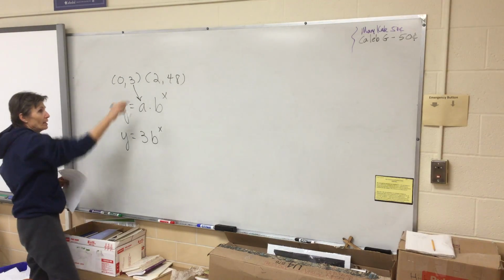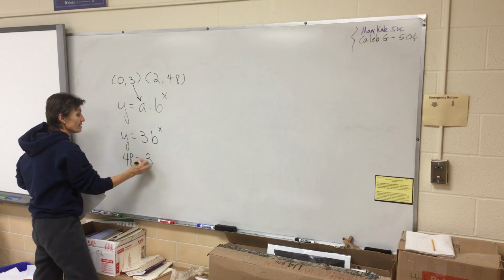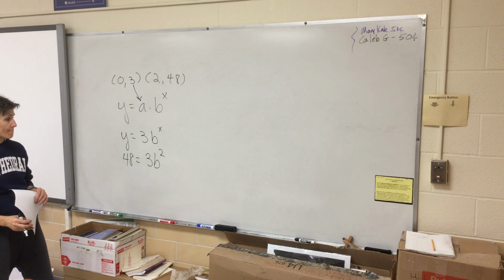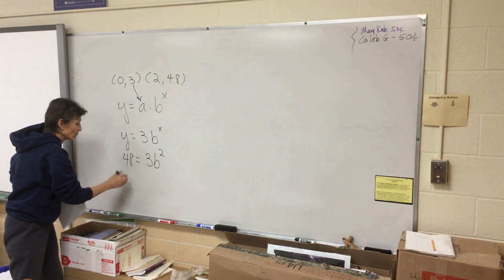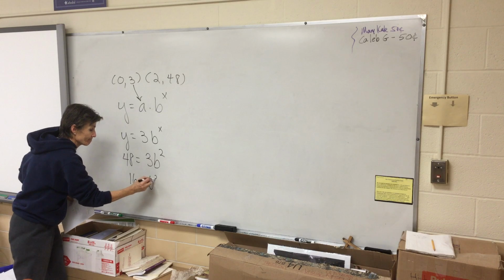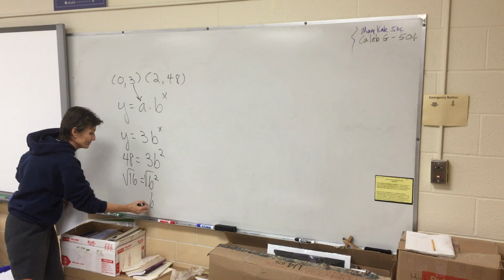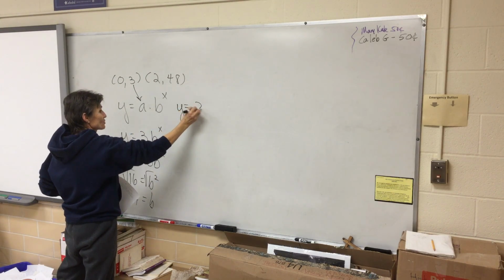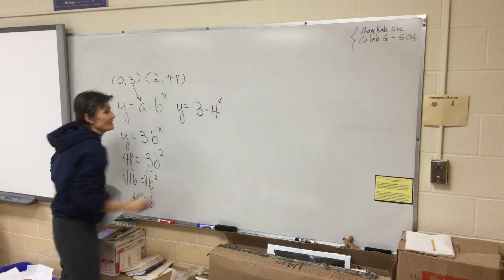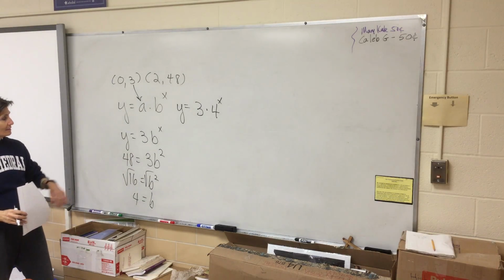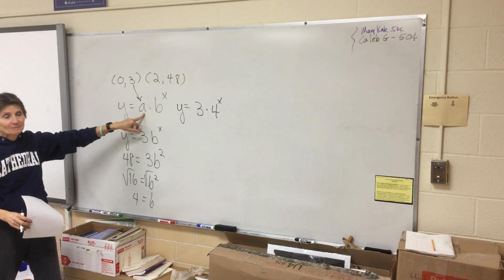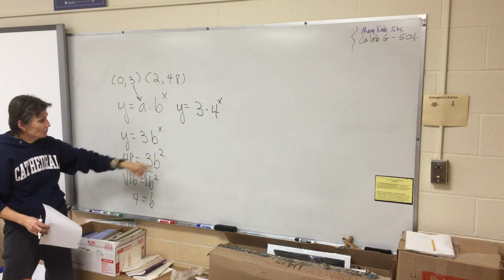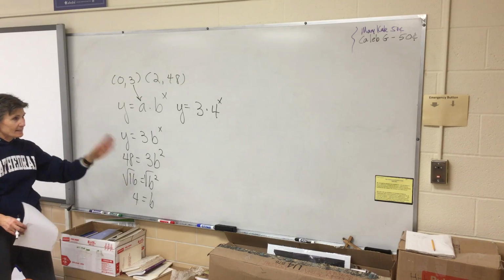So now we'll plug in 48 for y and 2 for x. We'll divide by 3 and take the square root. So our equation is 3 times 4 to the x. This is always a. We're going to plug in our point, 48 and 2, divide by 3, take the square root.